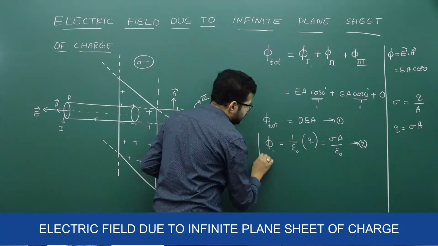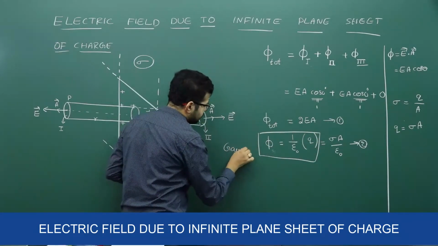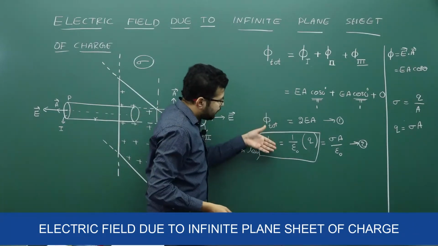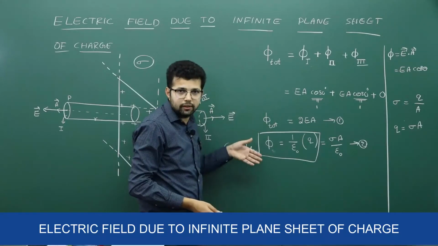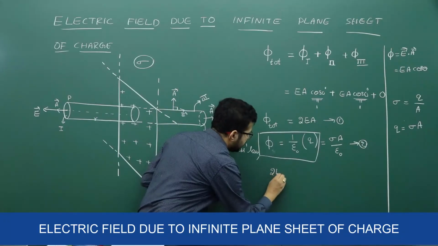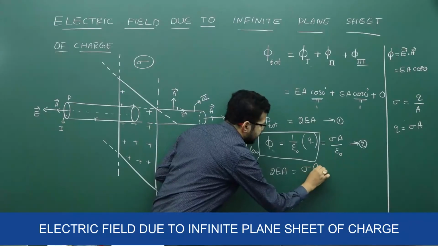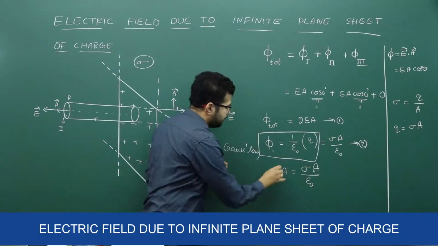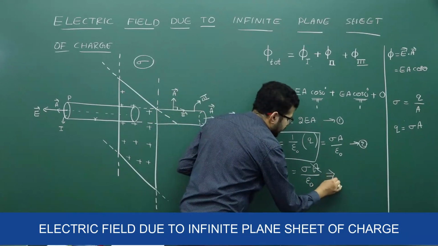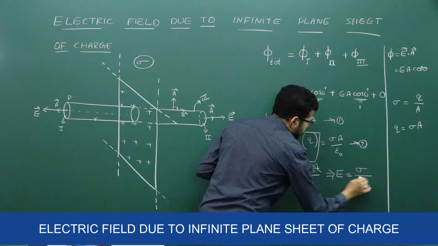Now, this equation is written in accordance with Gauss law. Both of these equations give the electric flux, so I can equate them. 2 into E into A is equal to sigma into A divided by epsilon naught. A and A get cancelled. So, electric field E is equal to sigma divided by 2 epsilon naught.